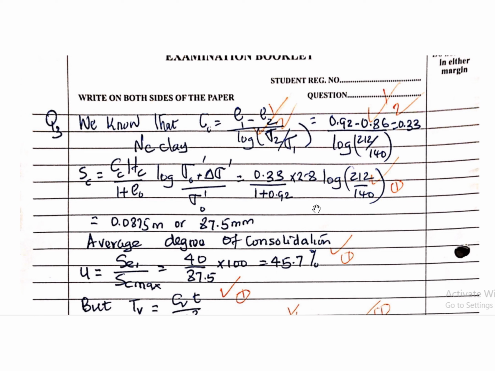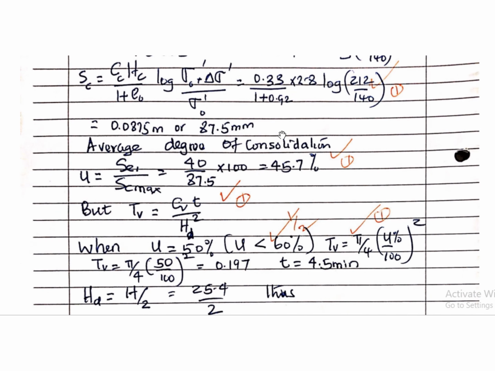So 0.33 divided by 1 plus e naught. All this information is given to us. The depth is 2.8 meters, so whatever value we come up with is in meters, which is about 87.5 millimeters. So this is assuming 100% consolidation is 87.5. We are asked about a degree of consolidation at 40 millimeters. How long does it take to reach 40 millimeters? So if 100% would be 87.5, how much is 40? 40 divided by 87.5 times 100, about 45.7%.